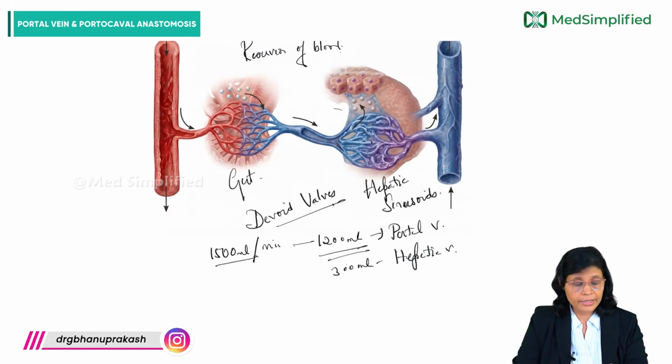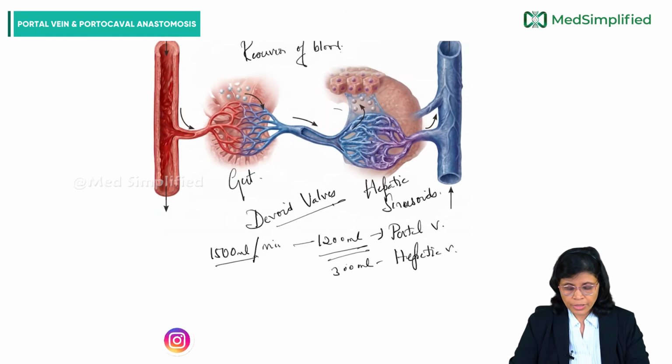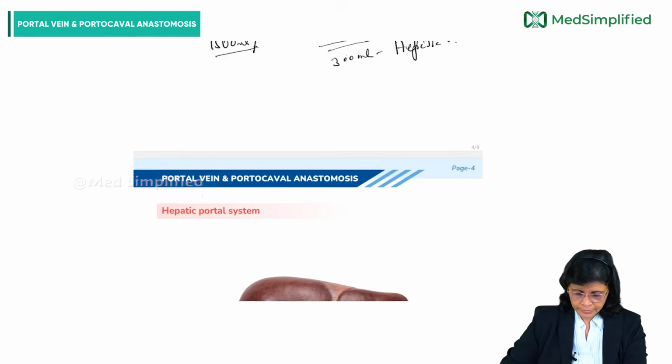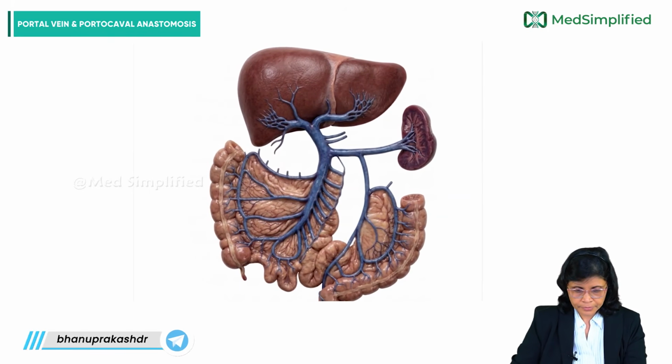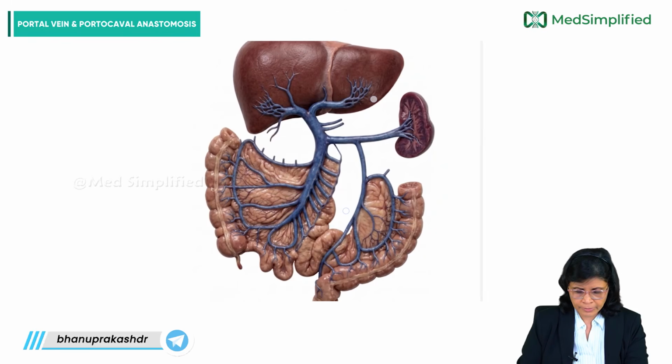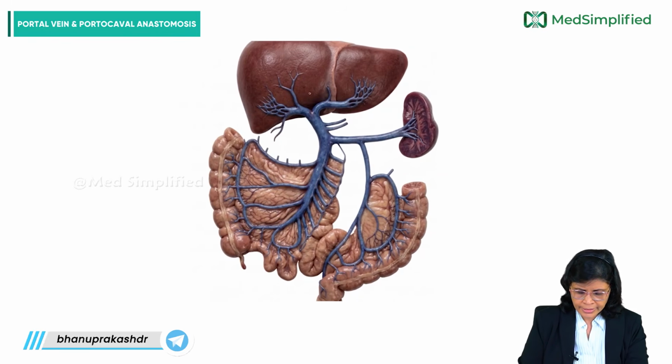So that is why the portal vein is of very much importance. Inside the liver, we will see the intrahepatic part. The right and left branches of the portal vein, as I said, they open and supply the physiological right and left lobes.